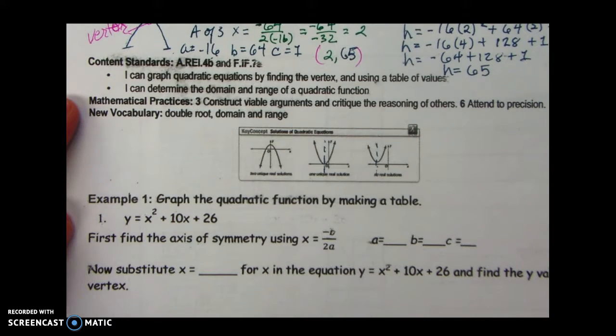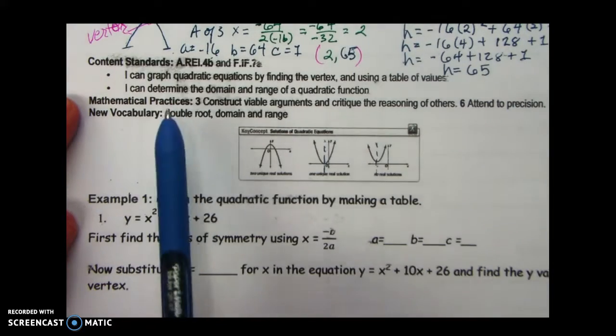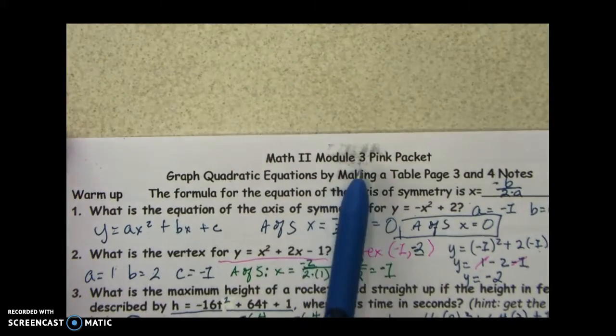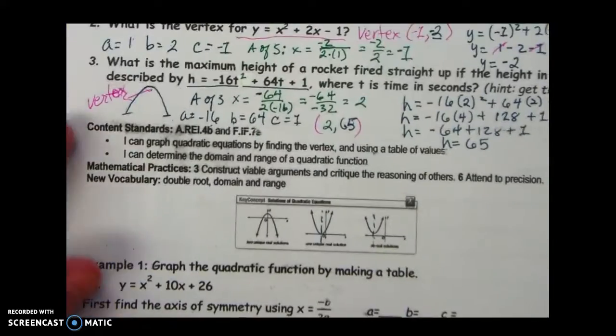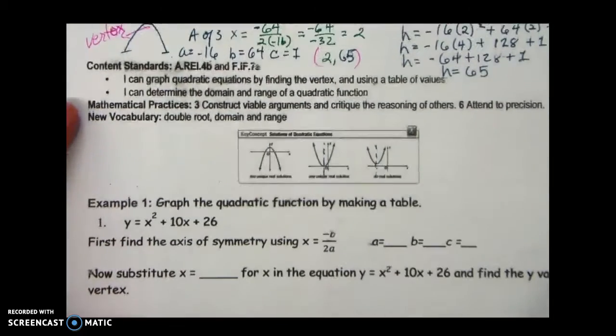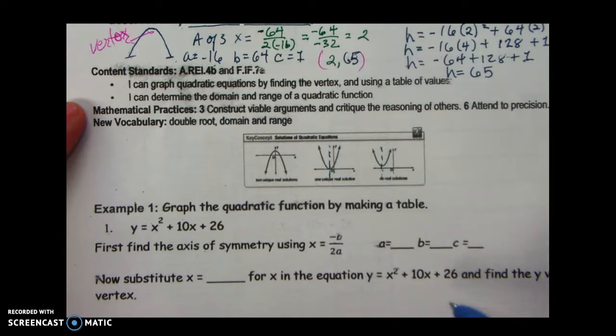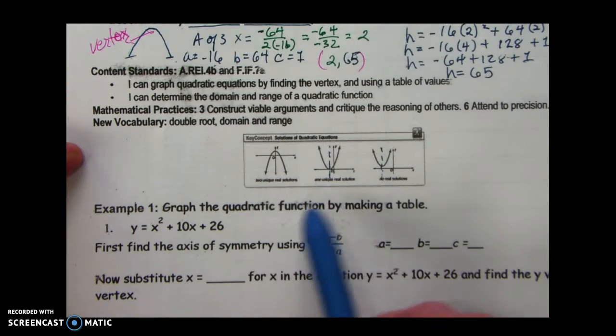All right, so what we want to make sure we can do here are I can statements. And this is taken from the handout today, which is actually page 3 of the pink packet. Unfortunately, within the packet, there's not a lot of room for notes, so we're just going to put this in with it so that we have some notes to use.